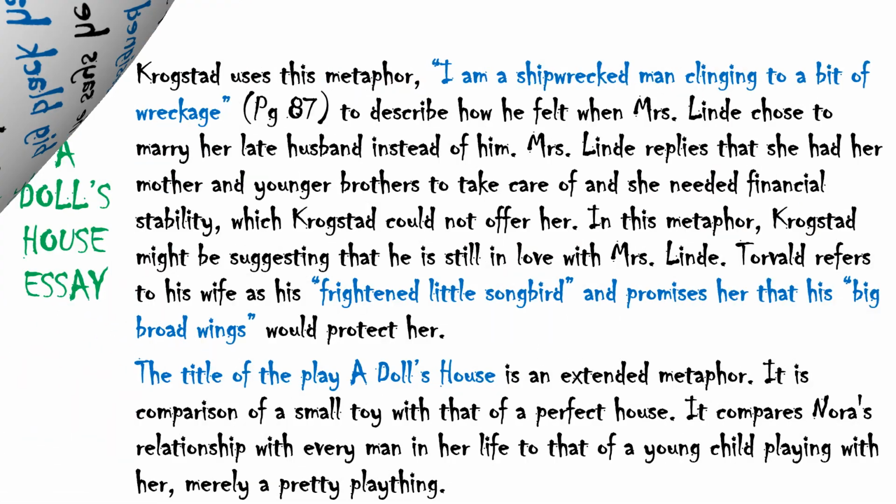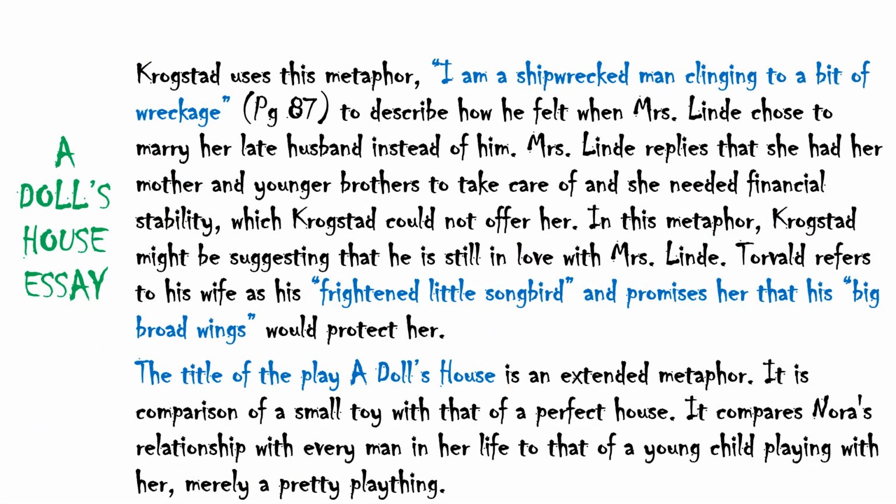Krogstad uses this metaphor: "I am a shipwrecked man clinging to a bit of wreckage." That is on page 87, to describe how he felt when Mrs. Linde chose to marry her late husband instead of him. Mrs. Linde replies that she has her mother and younger brothers to take care of, and she needed financial stability, which Krogstad could not offer her. In this metaphor, Krogstad might be suggesting that he is still in love with Mrs. Linde.